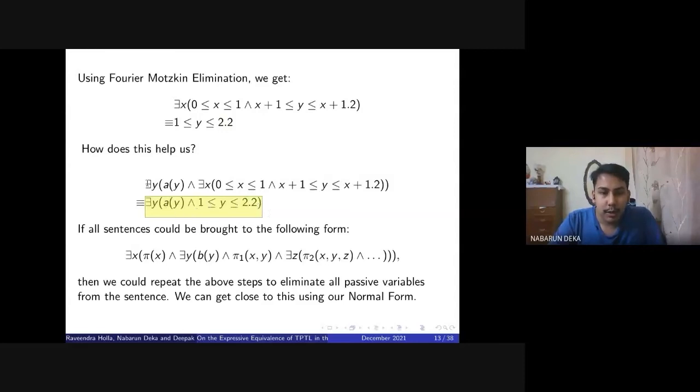Now, one crucial thing to note here is that we were able to swap the quantifiers because both of them were there exists. Hence, if any sentence in our logic can be brought to a sentence which is a nesting of there exists, so we have a there exists x, then a y, then a z, then we could repeatedly apply this process and eliminate all the passive variables. Hence, we would get a completely active sentence. But it turns out this is not possible, but we can get to a form which is almost like this. And that is what we call our normal form.